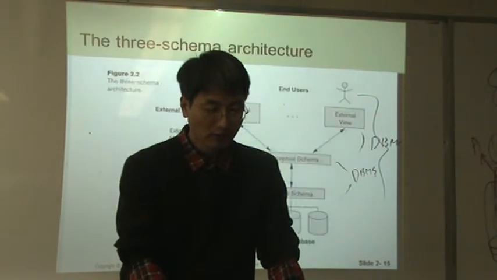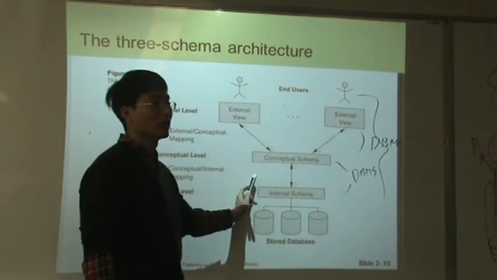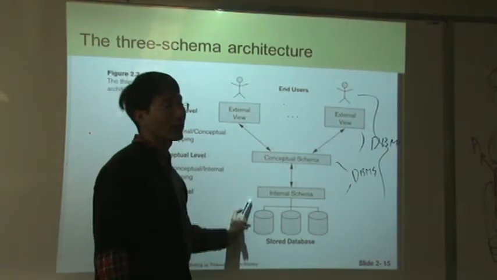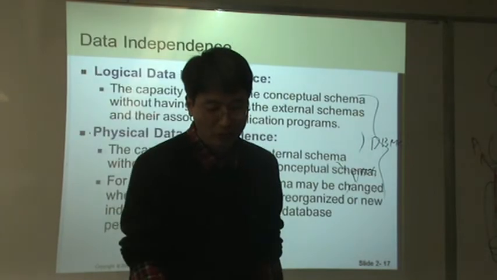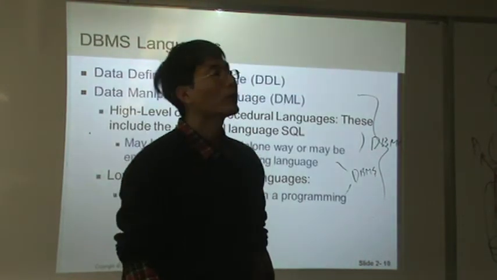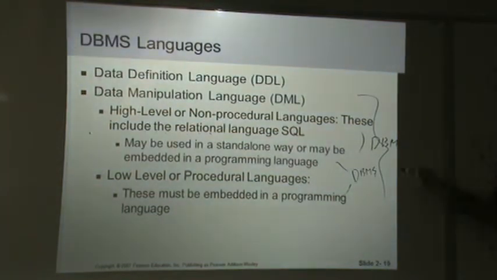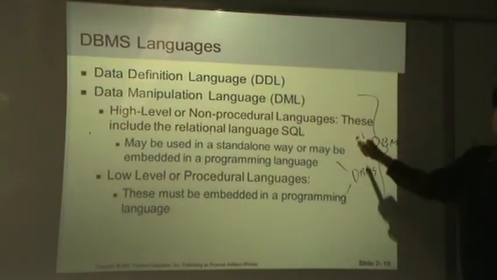So we can see from this three schema architecture, logical data independence and physical data independence. We already discussed that. From the database model, operation is one of the parts of the database model. From the operation, we can eventually define the database language.